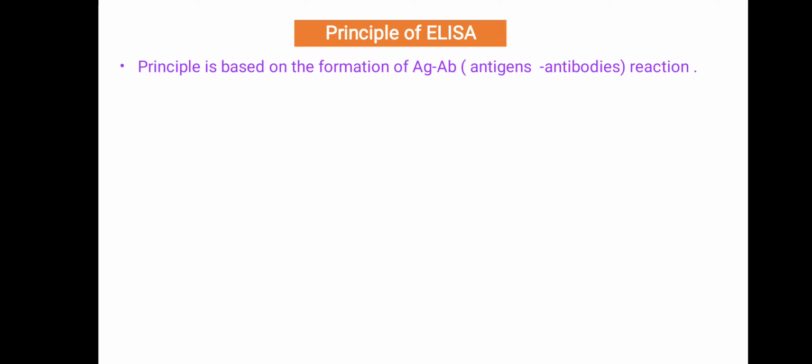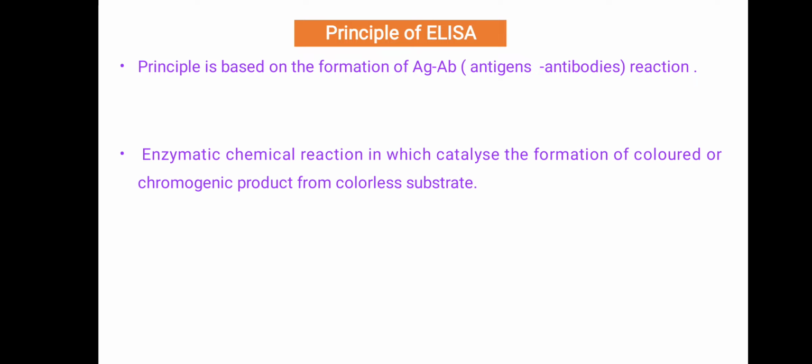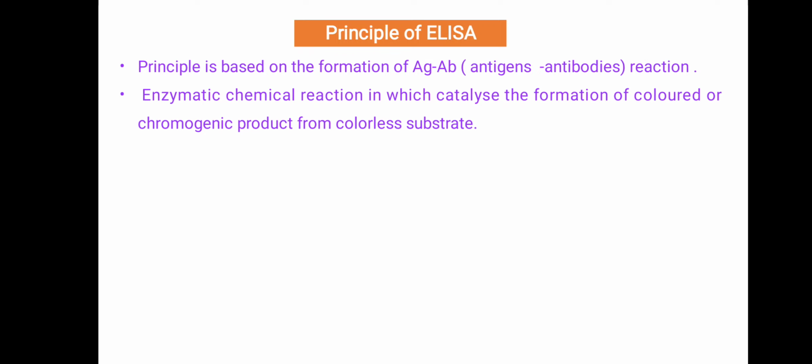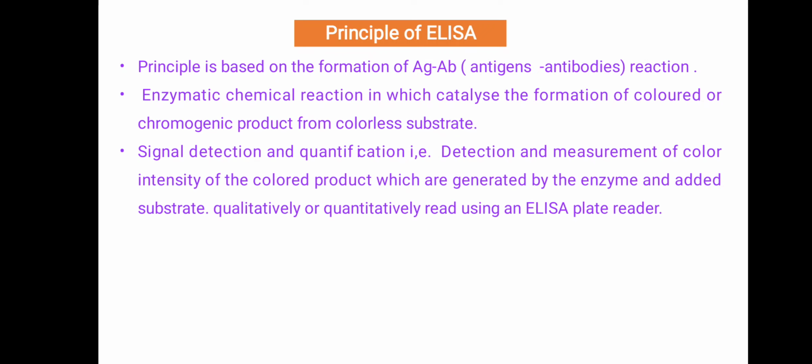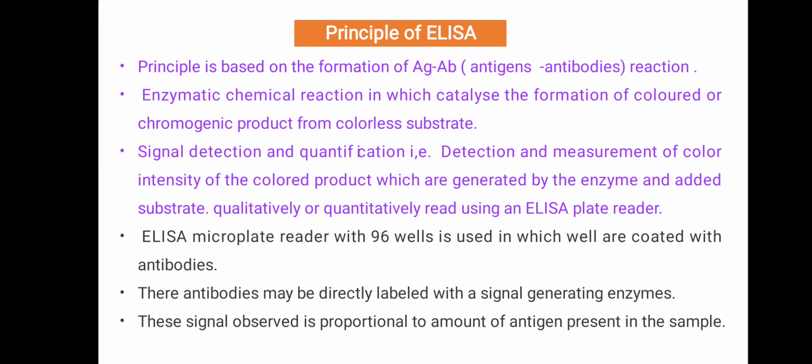The principle is based on the formation of antigen and antibody reactions. Enzymatic chemical reactions catalyze the formation of colored or chromogenic products from colorless substances. Chromo means color. Signal detection and quantification: the color intensity of the product generated by the enzyme and added substrate is read qualitatively or quantitatively using an ELISA plate reader.